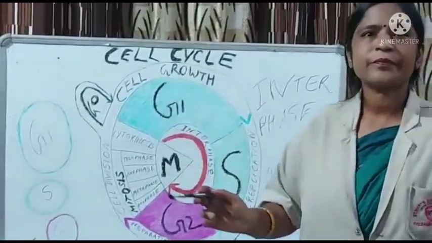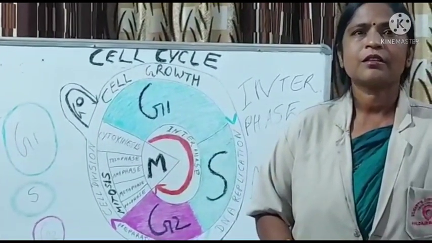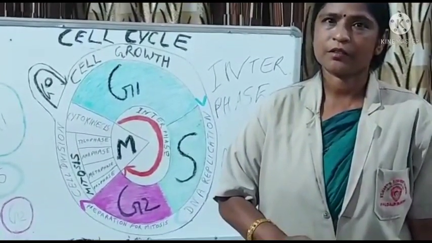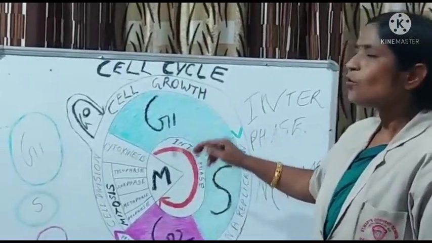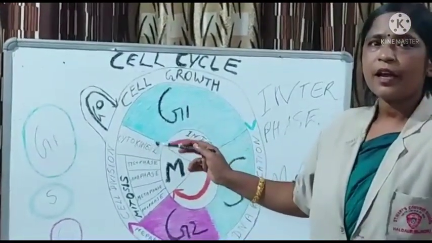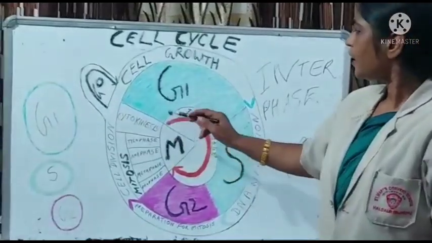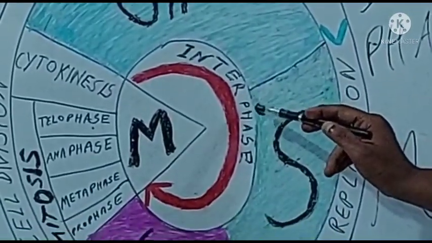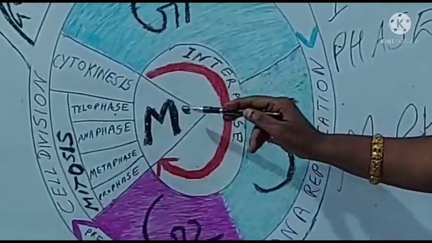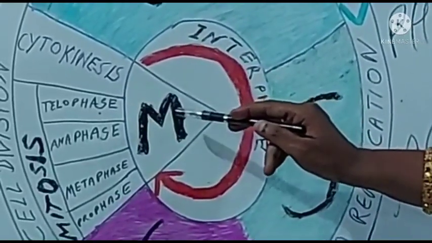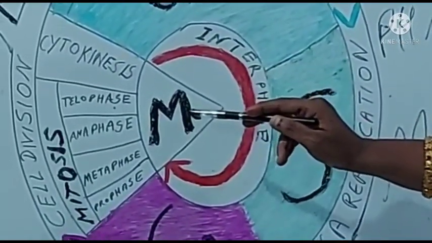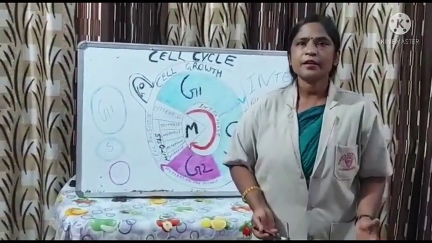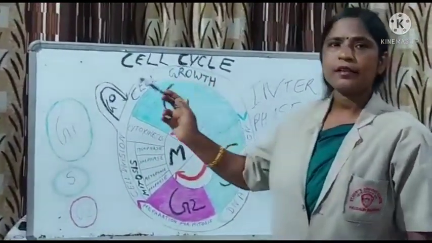Cell cycle means divide, grow and redivide. It consists of two phases, dividing and non-dividing. Non-dividing phase is also known as the interphase, and dividing phase is also known as M phase or mitosis. My name is Renu Bhatnagar. I would like to explain about the cell cycle in detail.